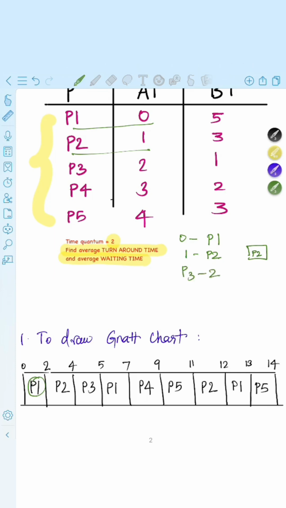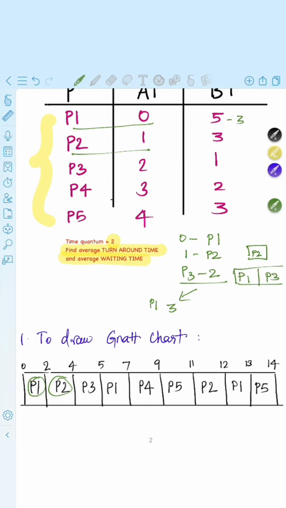Then P3 has arrived at timeline 2. But at timeline 2, P1 has been preempted because a process can only run for time quantum 2. So P1 is preempted with a burst time of 3. Then P2 is given the CPU. Then P3 has also arrived.